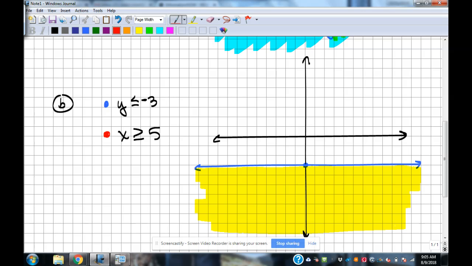Let's go to x is greater than or equal to 5. x and a number, what kind of picture are we going to get? A vertical line. So y and a number is a horizontal line. A vertical line comes with x and a number. So we're going to go to 5 on what axis? The x-axis, because that's what letter there is. So we're going to go to 5. 1, 2, 3, 4, 5. It's going to make a vertical line. A dotted or a solid vertical line? Solid vertical line.